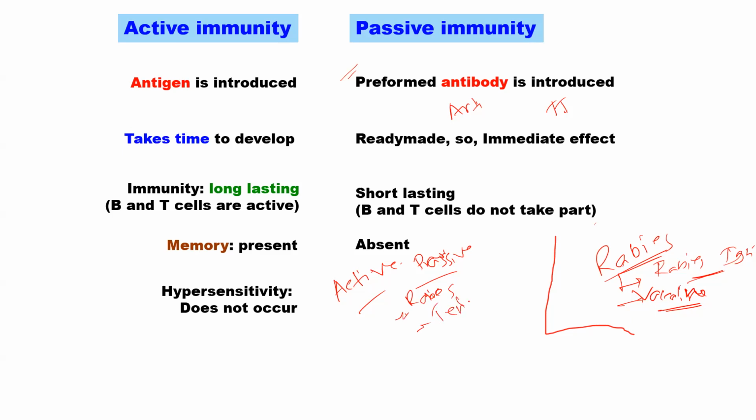Tetanus. Good. Diphtheria is another example. Botulinum, sometimes, is another example. Hepatitis B, hepatitis A, these are the examples where both active and passive immunity are used.